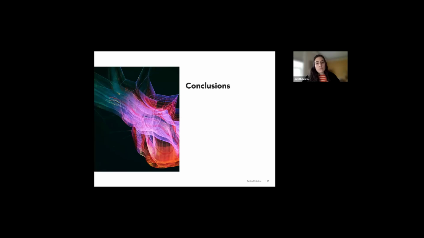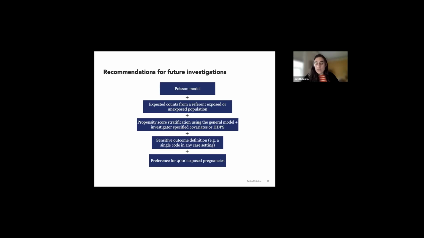And so really briefly, our recommendations to the FDA for future work in this area were to use the Poisson model because it is more powerful, to use expected counts from a referent exposed or unexposed population. Because we're using the Poisson model, that is compatible with a propensity score stratification or fine stratification confounding control approach, which can be used with the general model or investigator specified covariates or high dimensional propensity scores. When overlap is poor, we would suggest adding more of these components to get to better overlap, to get to better exchangeability. We looked at a sensitive outcome definition, which is a single code in any care setting.